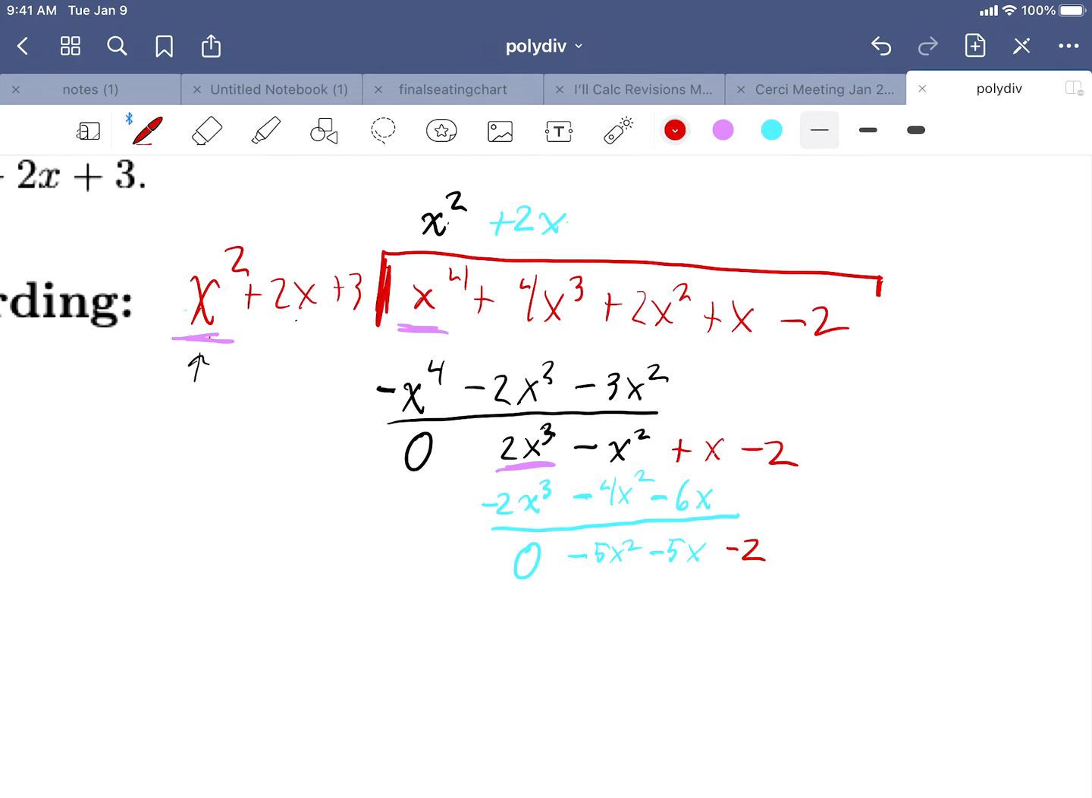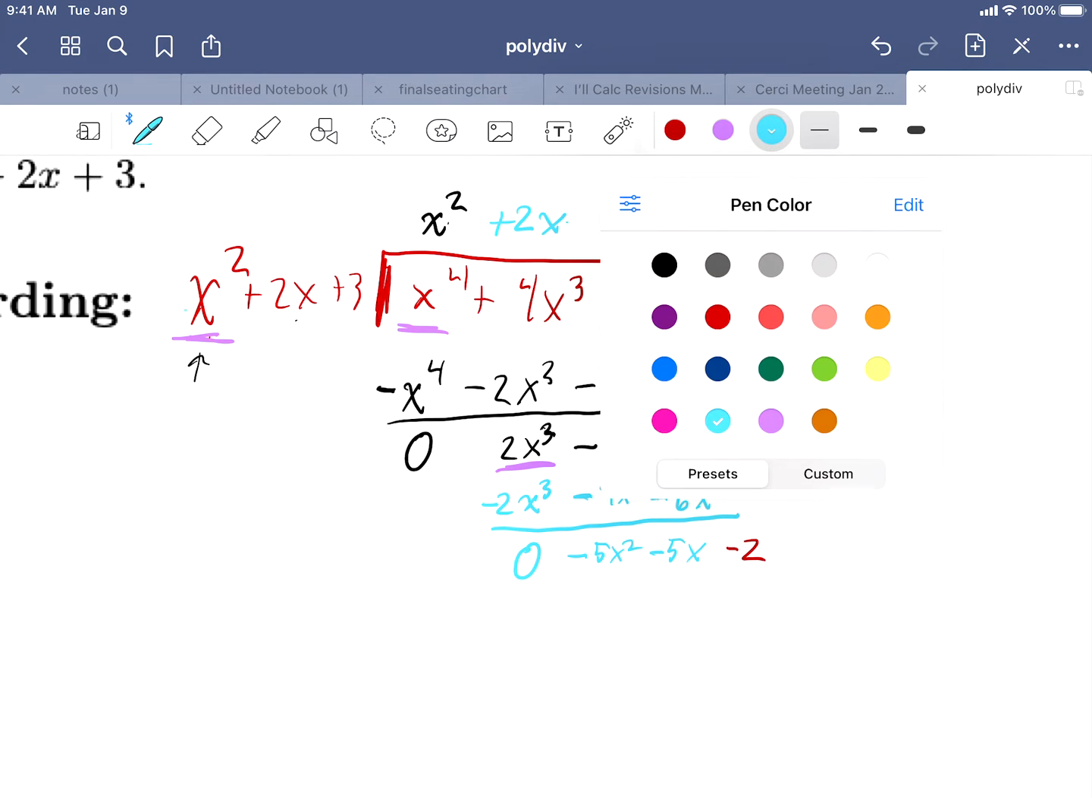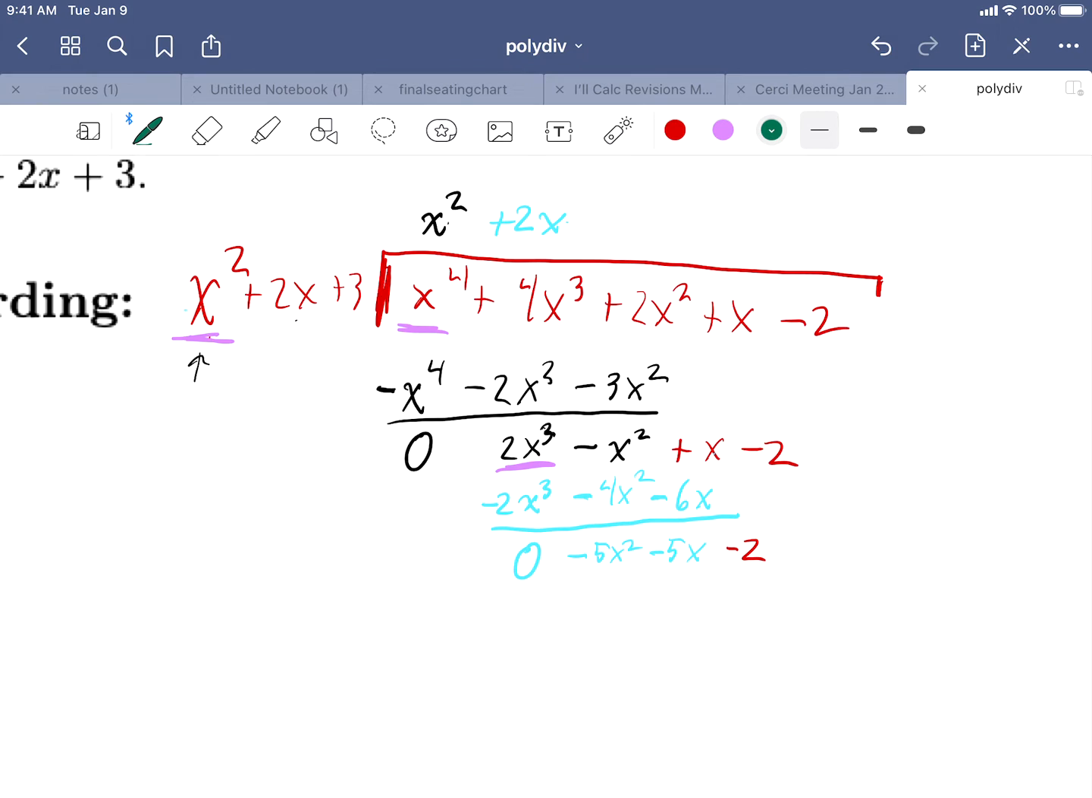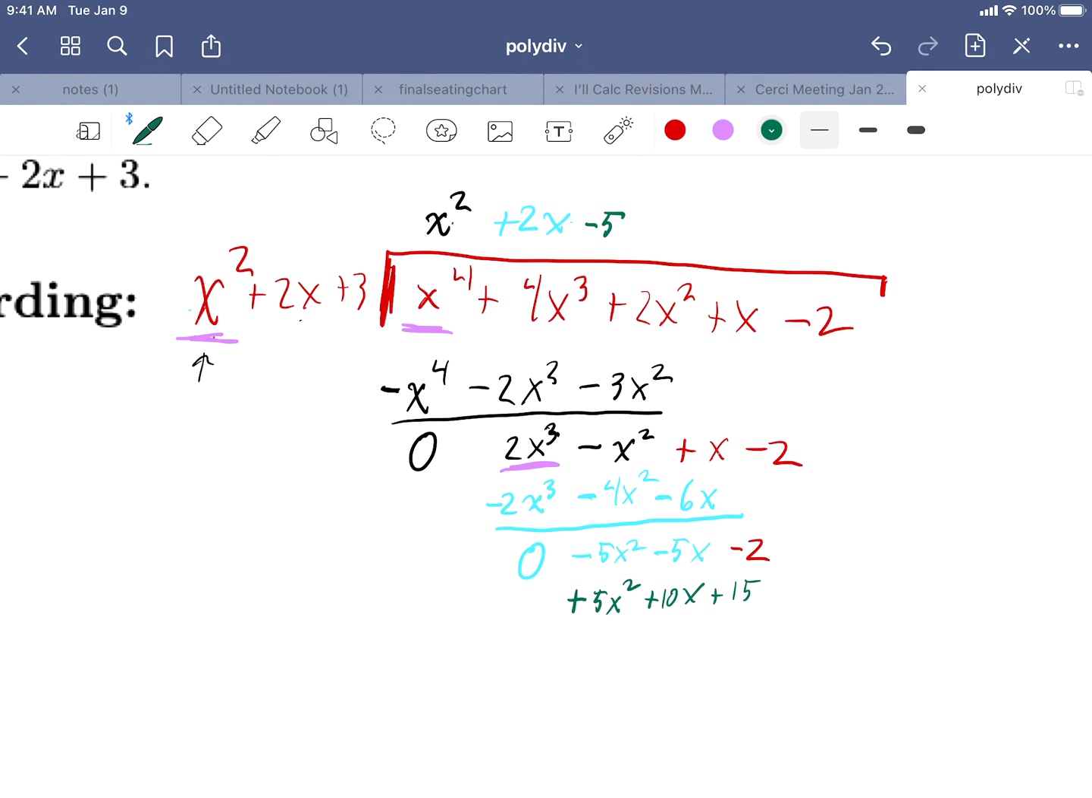X squared times, new step, so new color. X squared times negative 5 is negative 5x squared, so I need to multiply x squared by negative 5 and subtract the result. Minus 5 times x squared is minus 5x squared, but then I need to subtract the result, so that'll be plus 5x squared. Minus 5 times 2 is minus 10, plus 10x. Minus 5 times 3 is minus 15, plus 15.